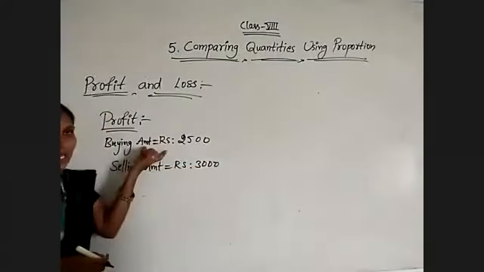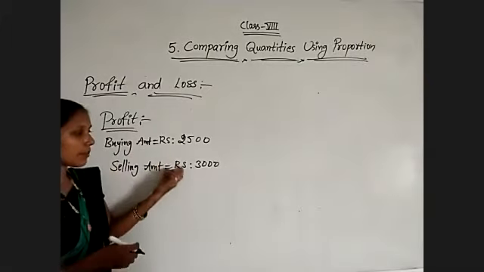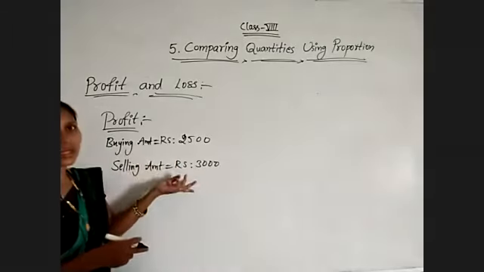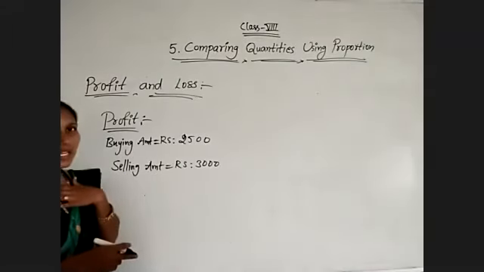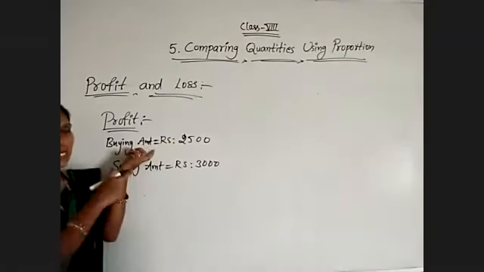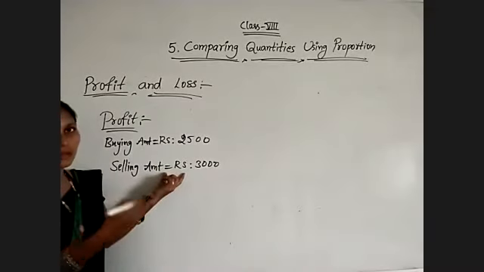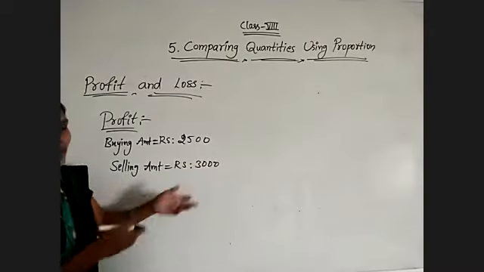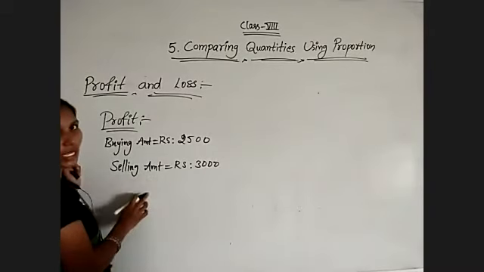I bought a cycle for 2,500 rupees and I sold it for 3,000 rupees. Now which value is more? Whatever amount I spent on that item is less than what I sold it for. That means I am getting some extra money here, yes or no? That extra money is known as gain.